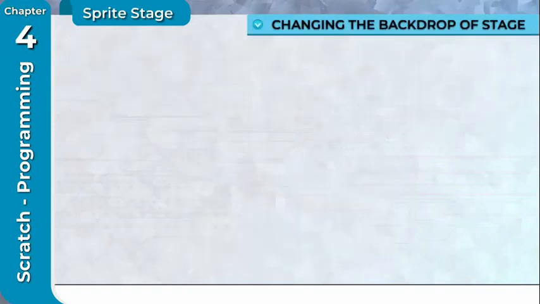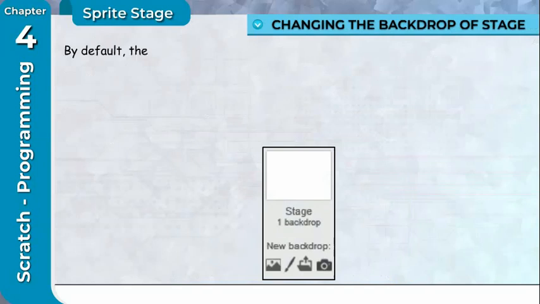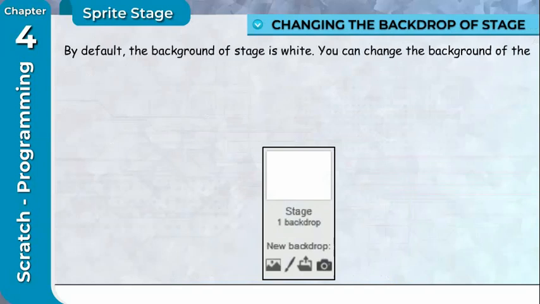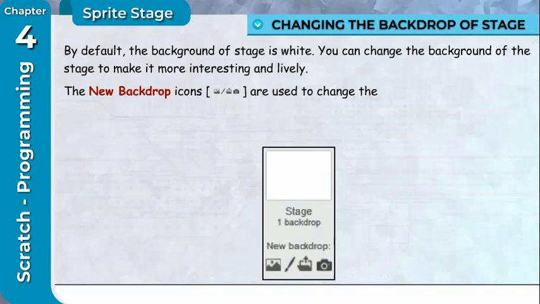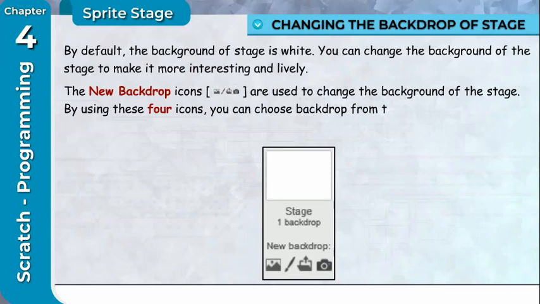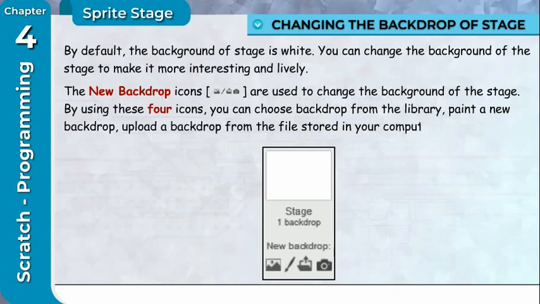Changing the backdrop of the stage. By default, the background of the stage is white. You can change the background of the stage to make it more interesting and lively. The new backdrop icons are used to change the background of the stage. By using these 4 icons, you can choose a backdrop from the library, paint a new backdrop, upload a backdrop from a file stored in your computer, or click a backdrop image using the camera.